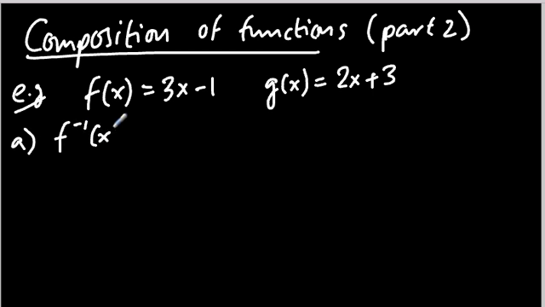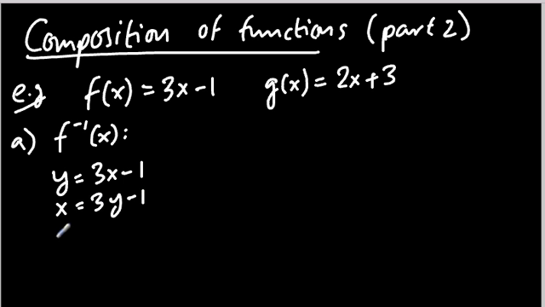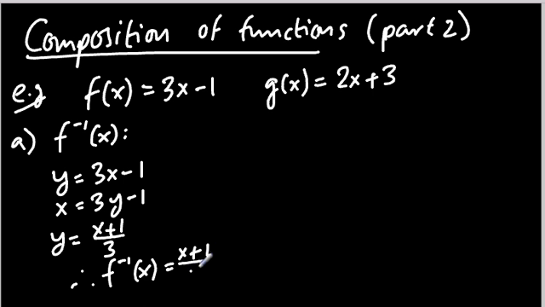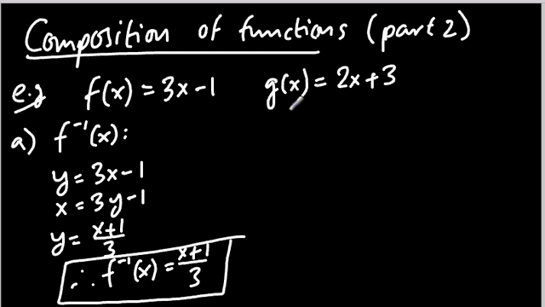y is equal to 3x minus 1. We switch the x and y, so x is equal to 3y minus 1. And so y is equal to (x plus 1) divided by 3. And then finally, f inverse of x is simply equal to (x plus 1) divided by 3. And that's f inverse.